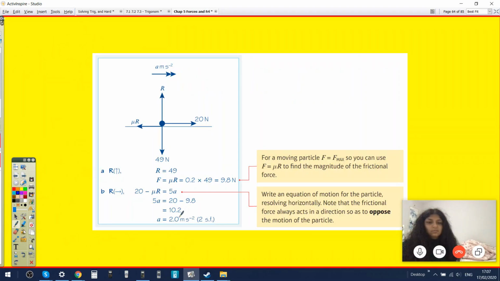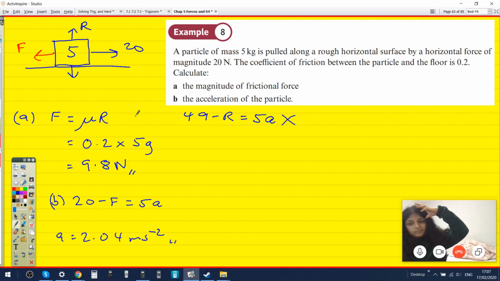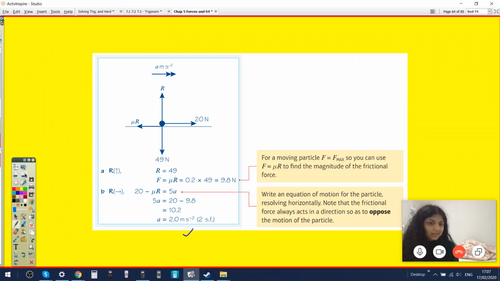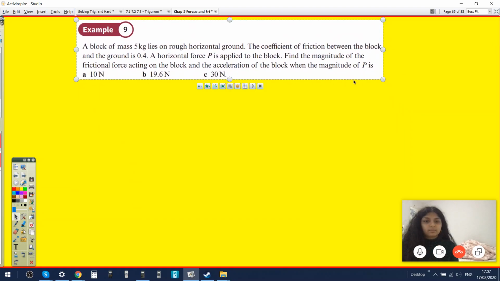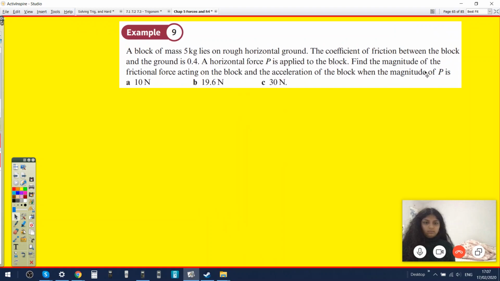So 2.04, and then it's just as simple as 5g. So they have to be going in the same direction. Yeah, I just got confused with sum of F equals ma and resolving forces. Okay, that's grand. Okay, how about these?